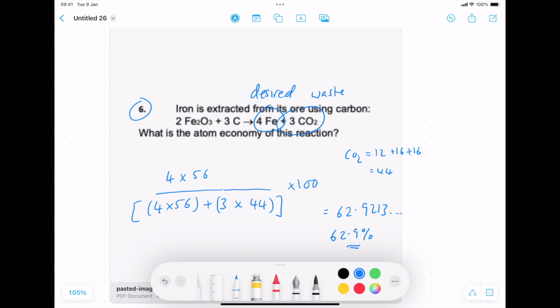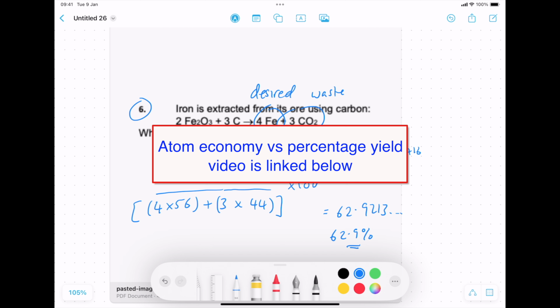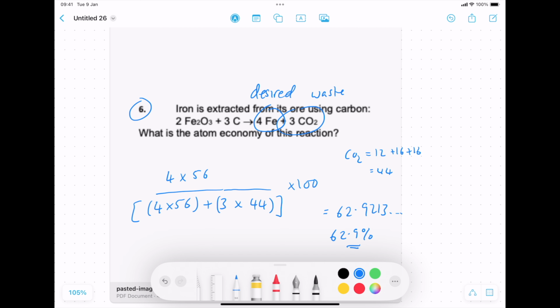It is almost 63%. So what you should look at now is a comparison video which I've done on atom economy versus percentage yield, and how one can be completely different to the other, and how industry decides whether to carry out a reaction or not, depending on the percentage yield compared to the atom economy.